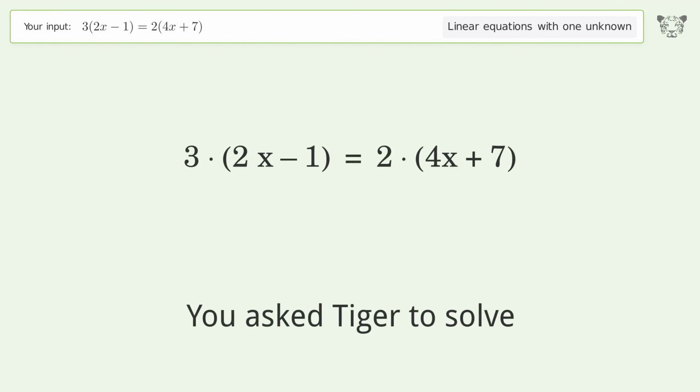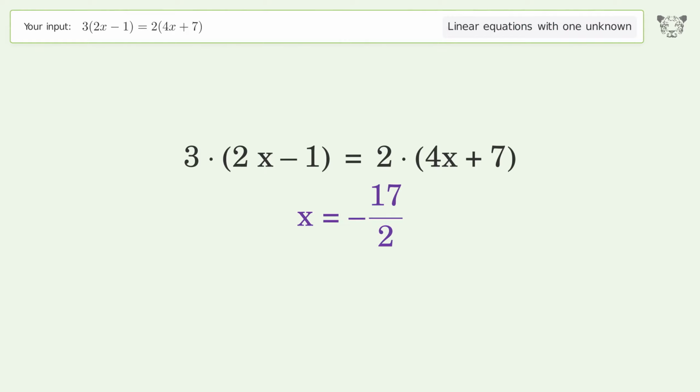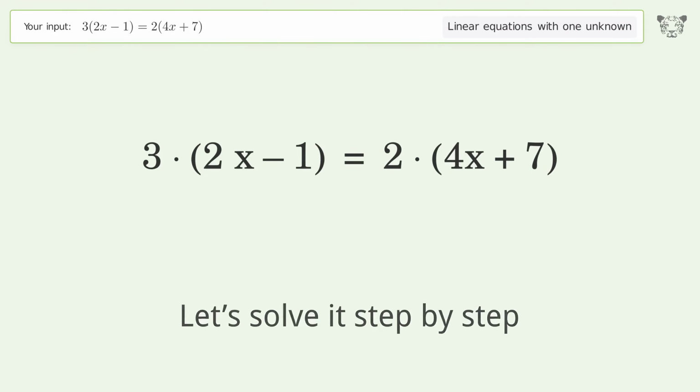You ask Tiger to solve. This deals with linear equations with one unknown. The final result is x equals -17/2. Let's solve it step by step.